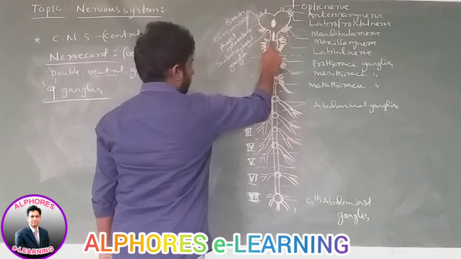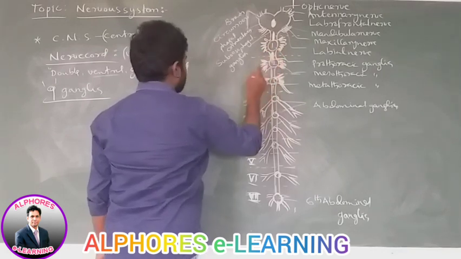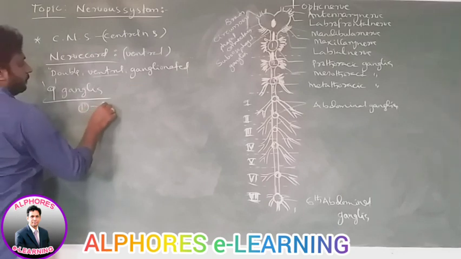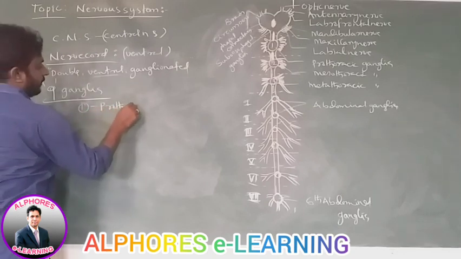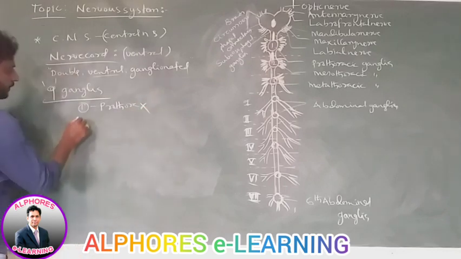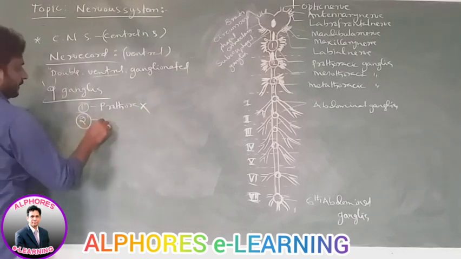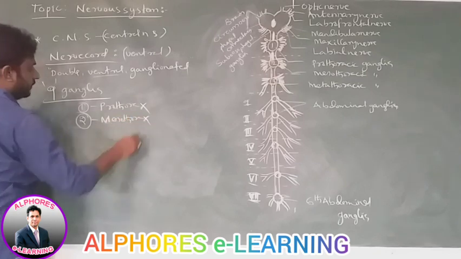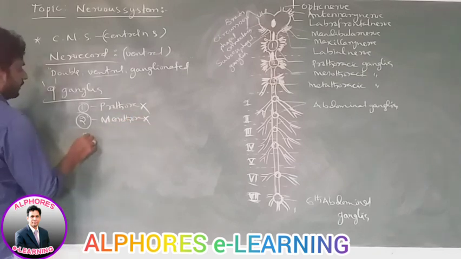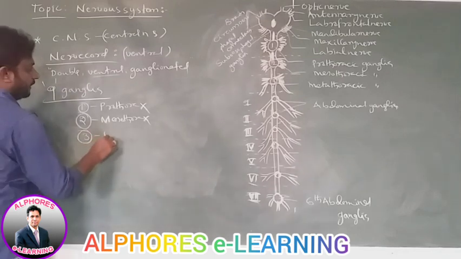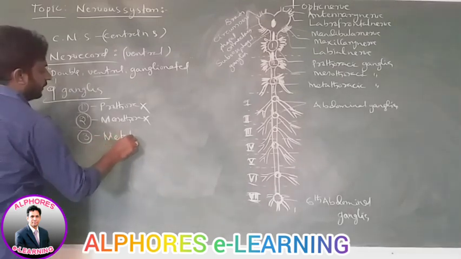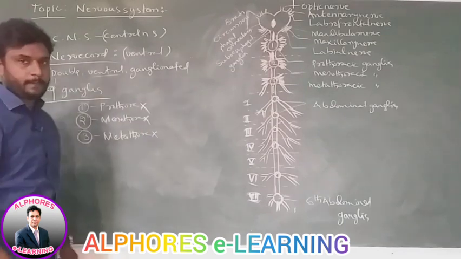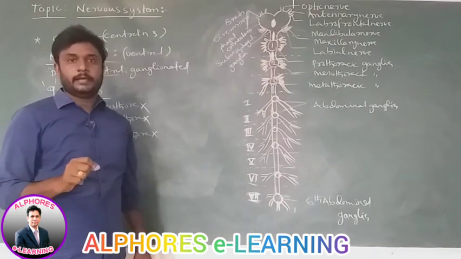Prothorax 1, mesothorax 1, metathorax 1. First 3. Okay, now first one is present in the prothorax. Where is the second ganglia present? The second ganglia is present in the mesothorax. The third ganglia is present in the metathorax. Prothorax 1, mesothorax 1, metathorax 1.